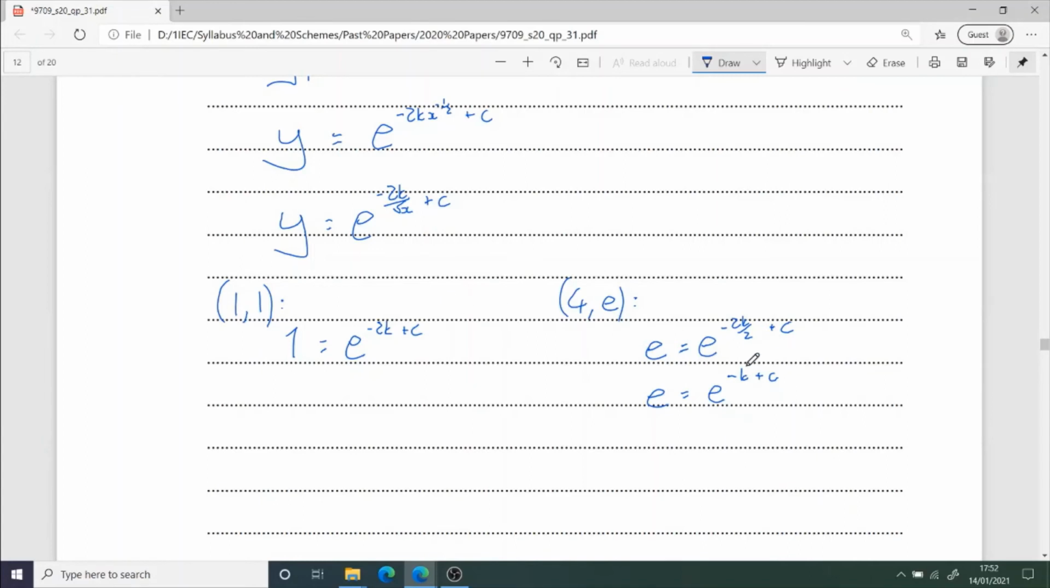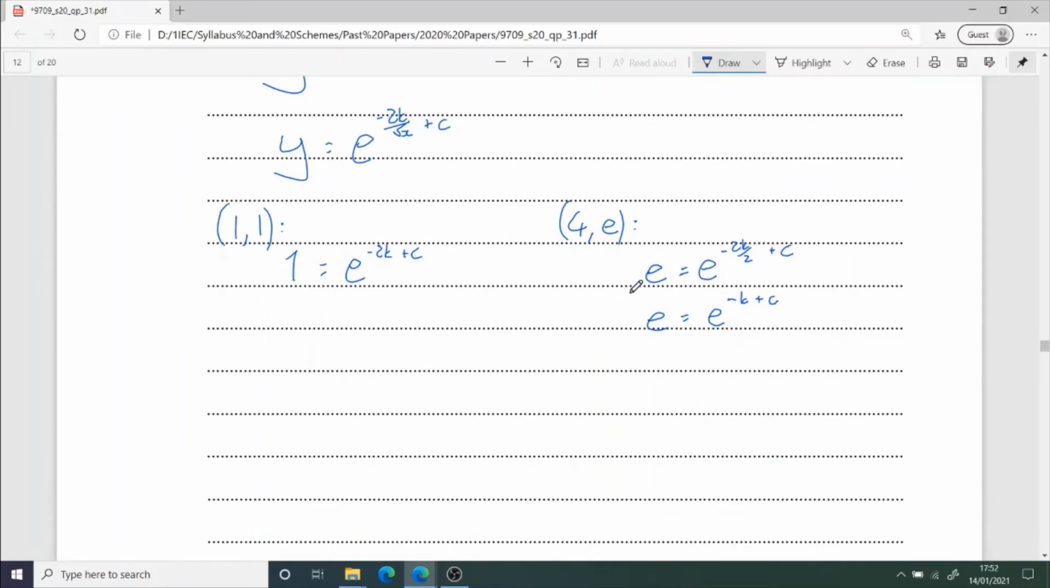We've got two equations and two unknowns. Let's start with this one and take logarithms of both sides here. When we do that, we get 1 is equal to minus k plus c. So we could write that k is equal to c minus 1 and substitute that into our other equation.